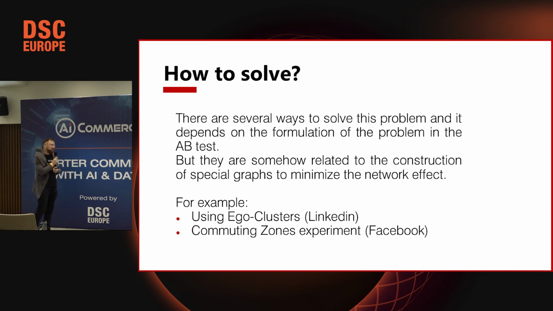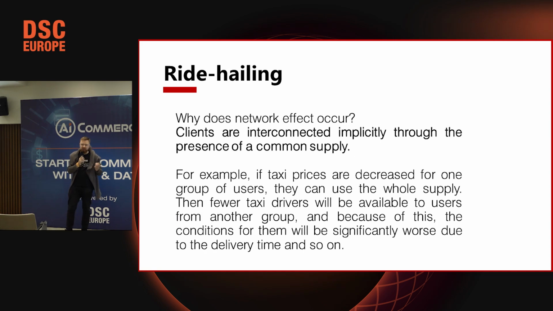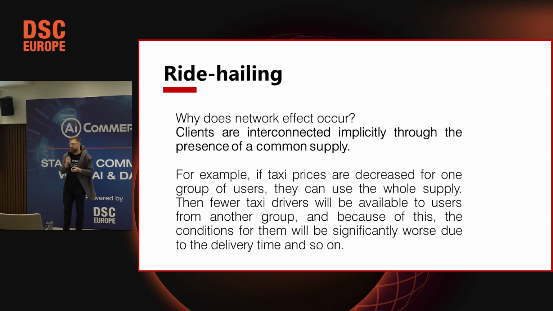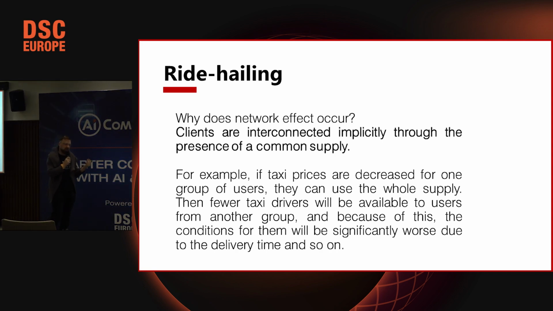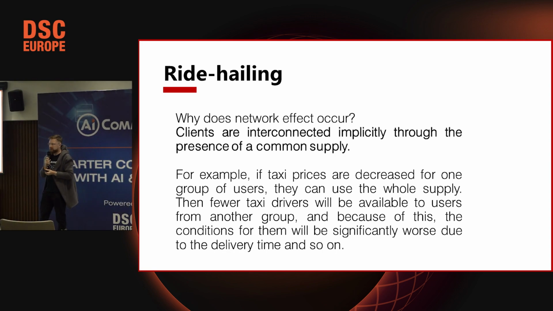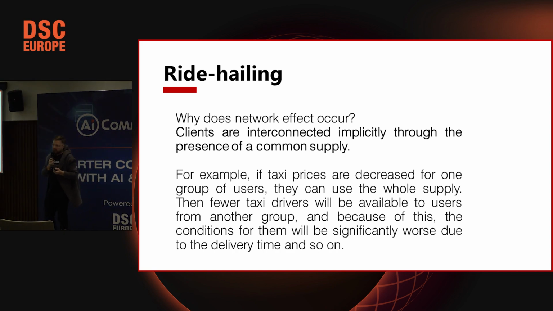And the second one is about ride-hailing or taxi drivers or carrier companies, delivery companies. And as I said before, for example, if we decrease the taxi price for group A, users from group A use, for example, full supply, and in group B we see the effect that users dislike our services, because they see previous, very high prices, but they cannot use a taxi because users from group A use it more often, and it's a problem. And how can we solve it?